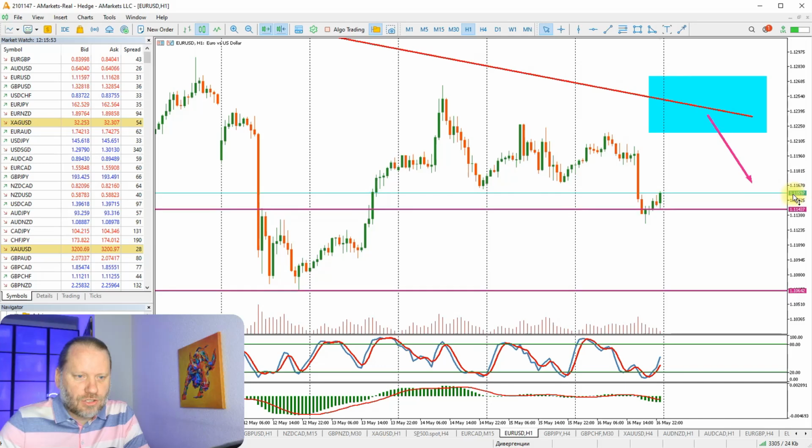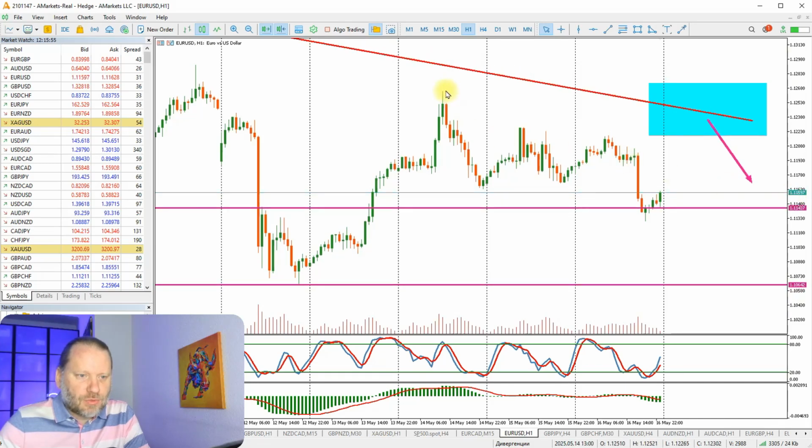Let's take a look at the H1 chart. The price has already tried to approach, but it has not reached it yet. I think that the resistance line is still in the working mode. That is, when the price reaches it, it will work out, the price will rebound and go down.